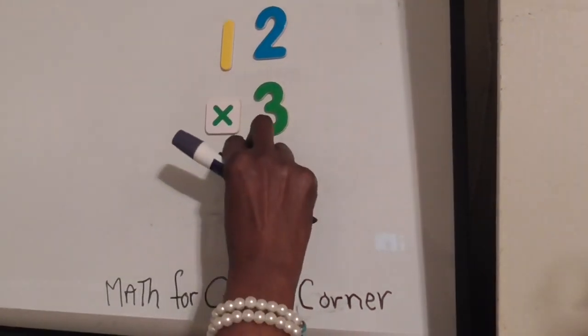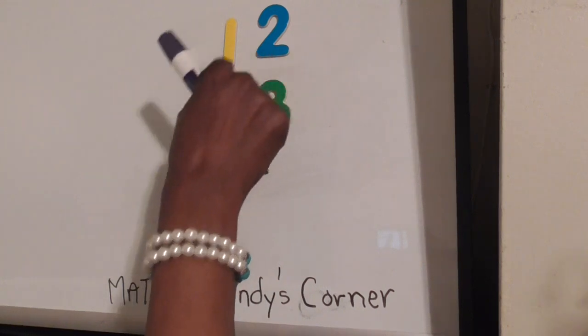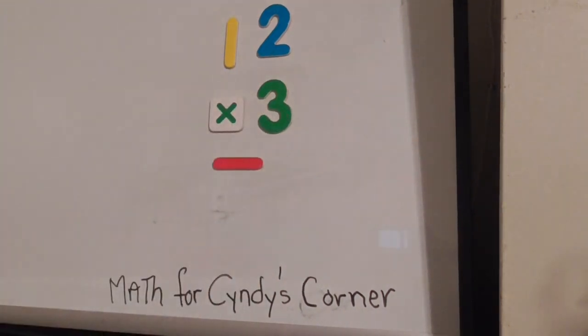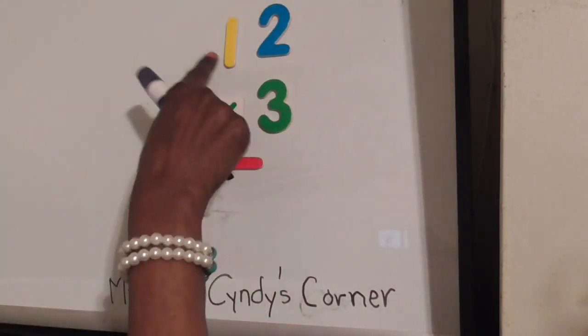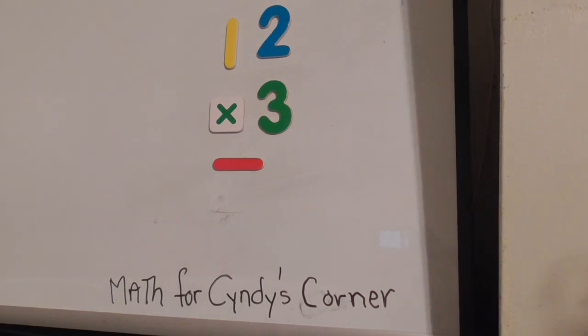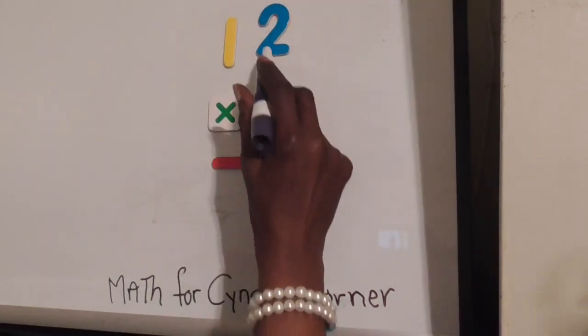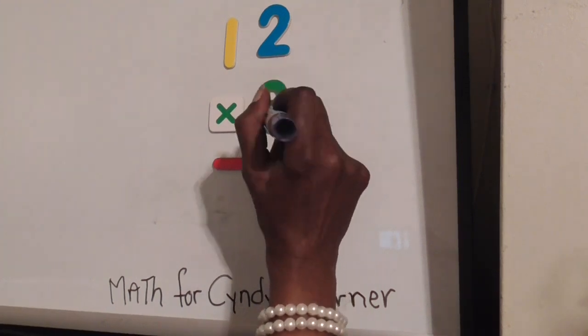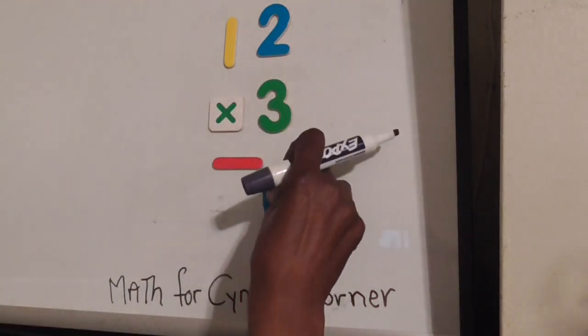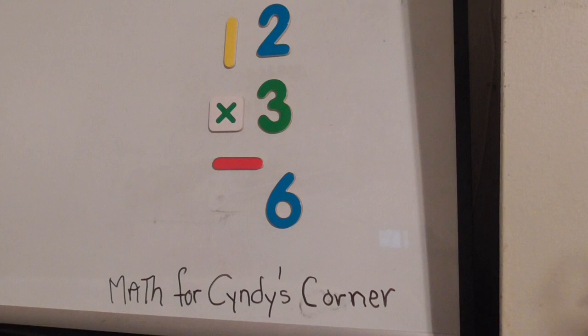Now we are saying 12 times 3. So we have the ones column and we have the tens column. What does that equal? As you know in math, there's a way to find out. We always start with the ones column. 3 times 2 is 6. 3 times 1 is 3. 12 times 3 is 36.